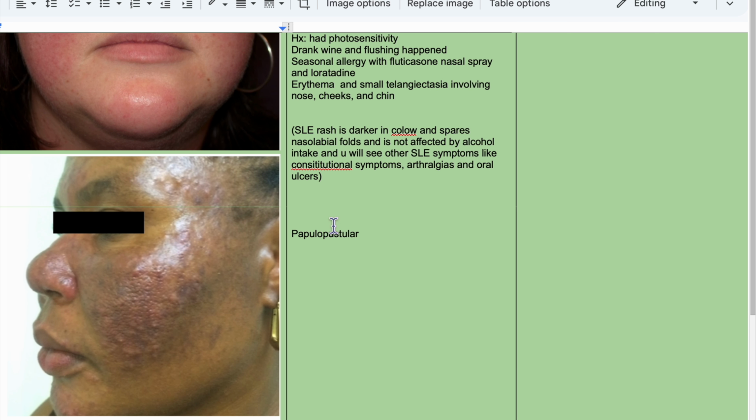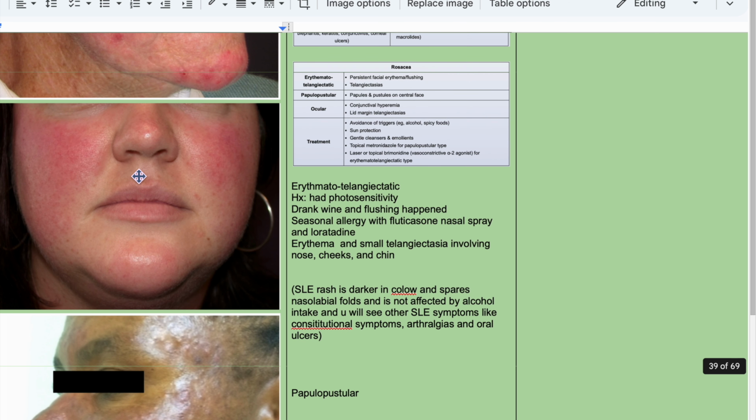SLE rash is darker in color and spares the nasolabial folds. So again, how do you differentiate from SLE? SLE rash is darker in color and spares nasolabial folds. Okay, so nasolabial folds, like right there.